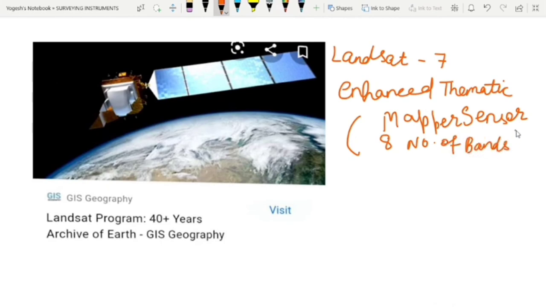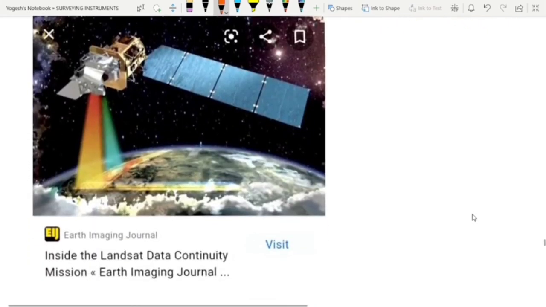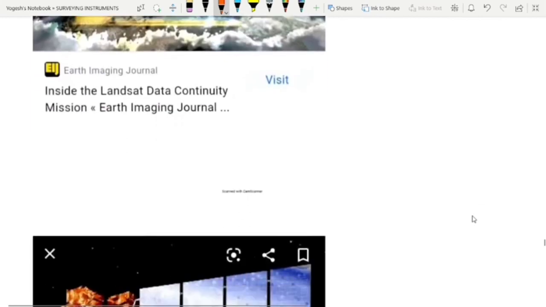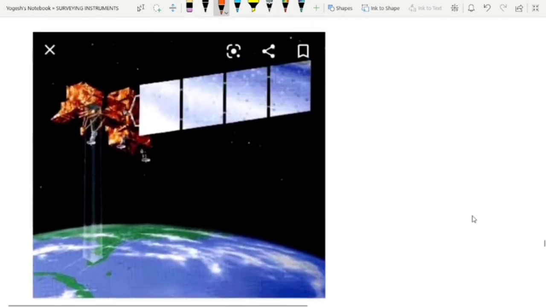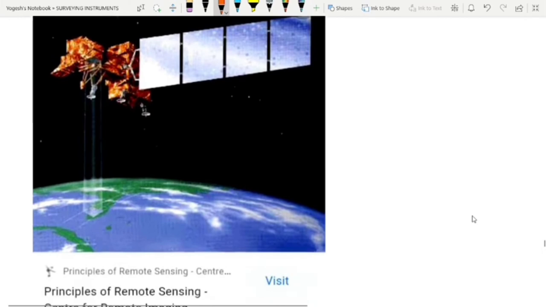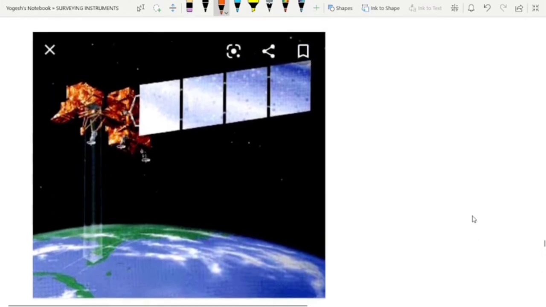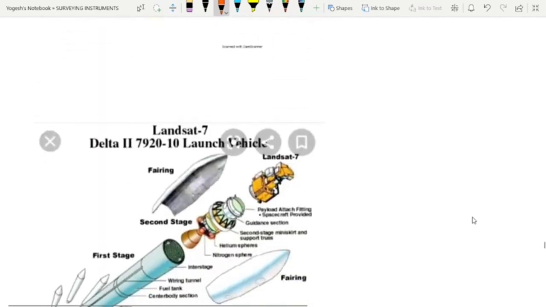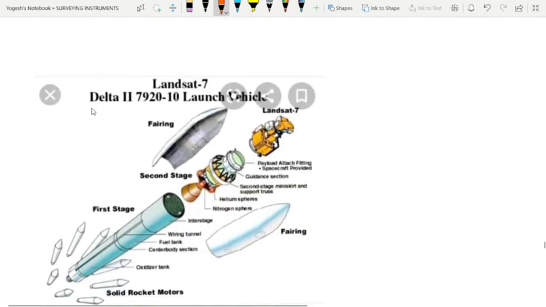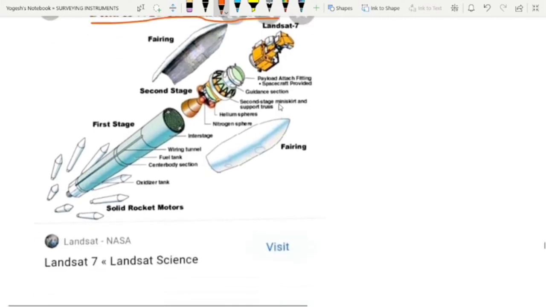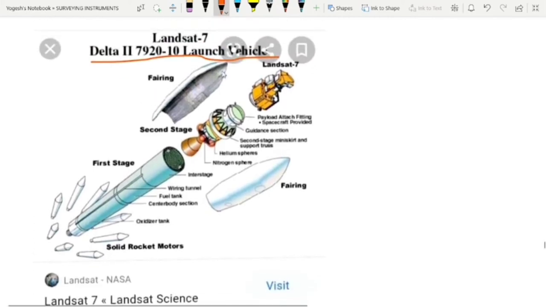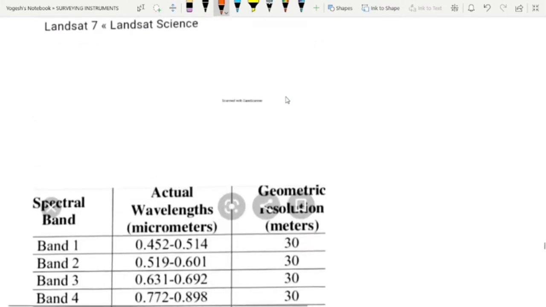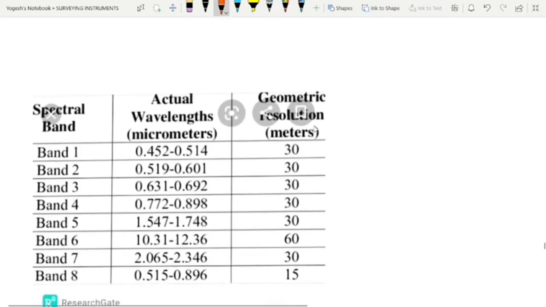8 bands. We had discussed this in our modern or advanced surveying. This is the Landsat data, and the principle of remote sensing, how remote sensing works generally on the basis of radio waves or laser lights. The Landsat 8 satellite is there. This was the Landsat 7 satellite, with first stage, second stage, fairing, each and everything. These are the spectral bands, band 1 to band 8.